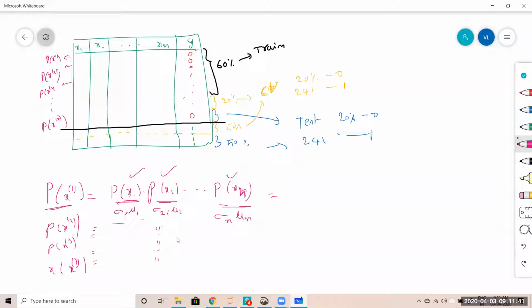No questions, right? In the test set, we are finding the probability density function value for each and every record. In the train set, we are doing that. Test set, I'll come to that. Okay, test set will come.